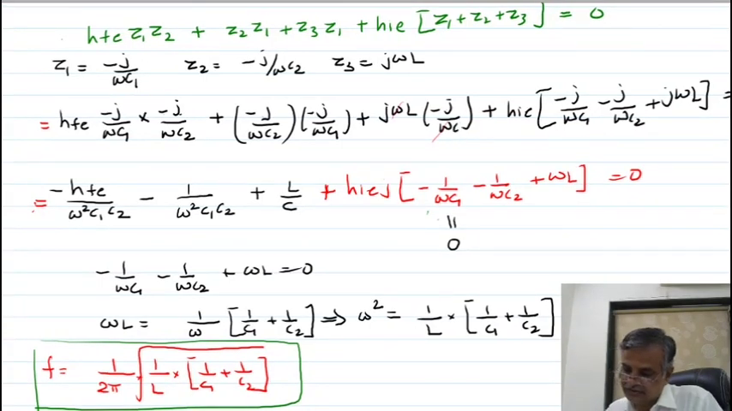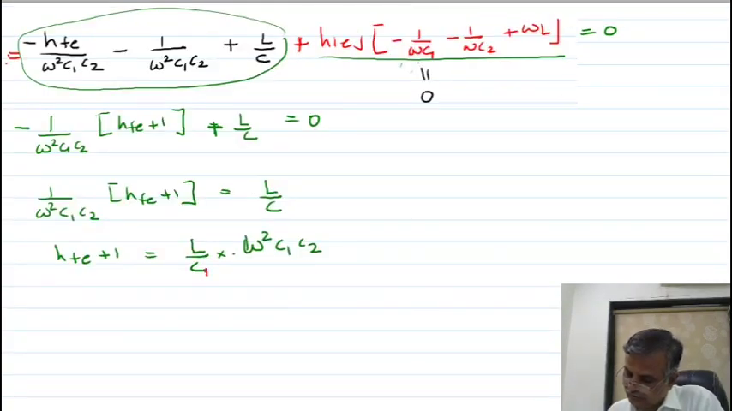Here we have to mention this is C1. See here, Z3 is j omega L, and Z1 is minus j by omega C1. So don't make the mistake here: it is only C1, 1 is not added. Just C1 has to be written. So HFE plus 1 is equal to L by C1 into 1 upon omega square C2.